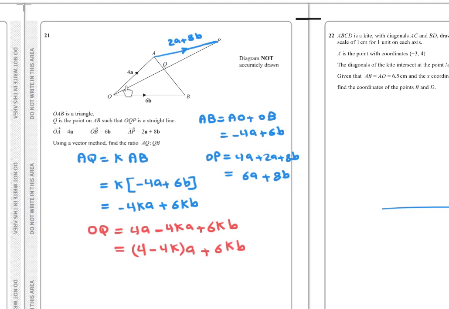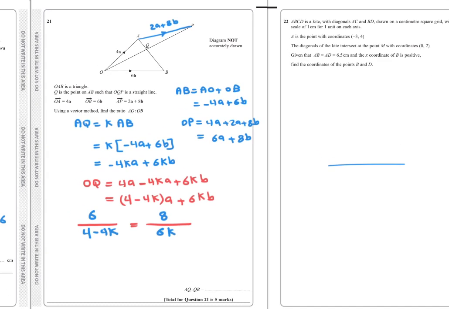But because OQB is a straight line, OQ is parallel to OB. We have OB and we have OQ in terms of K. Because they are parallel, the coefficient of A divided by the coefficient of A equals the coefficient of B divided by the coefficient of B, because they are on the same straight line. So 6 over 4 minus 4K equals 8 over 6K.